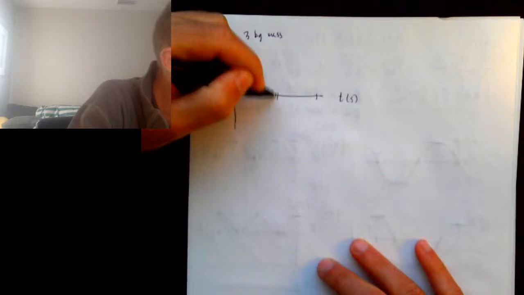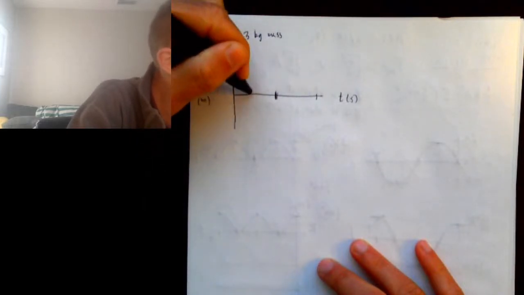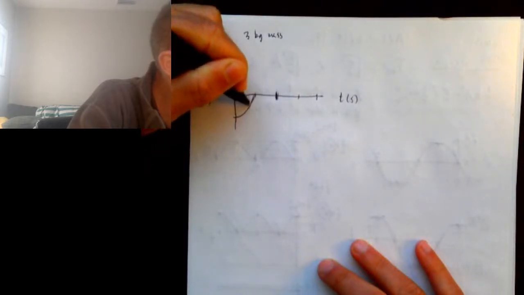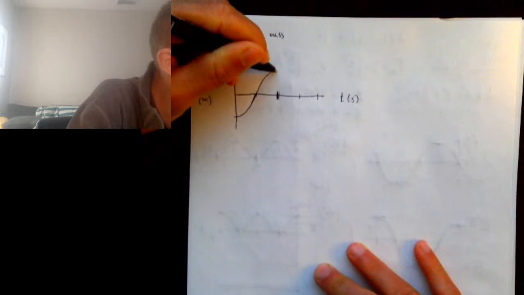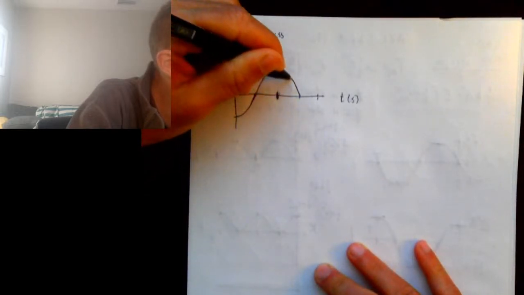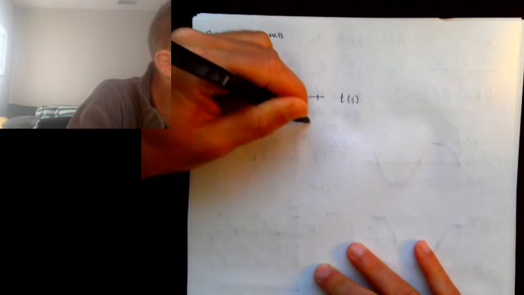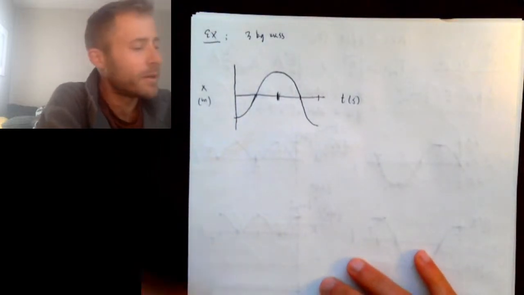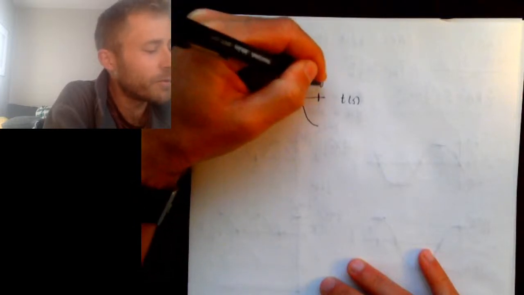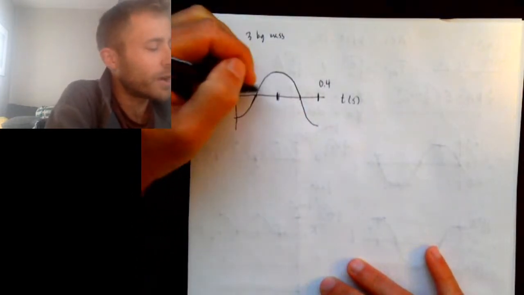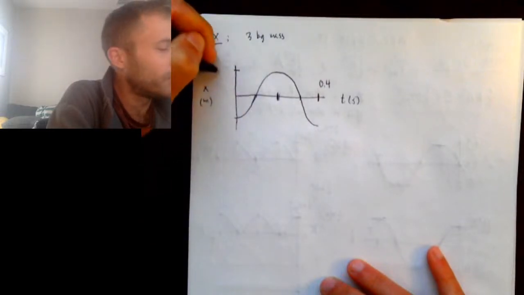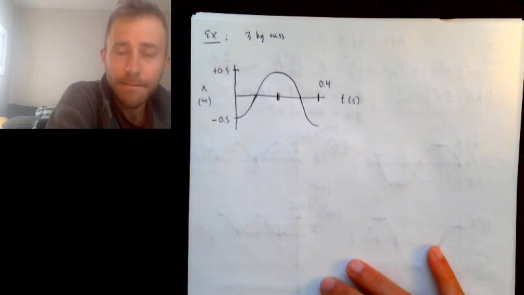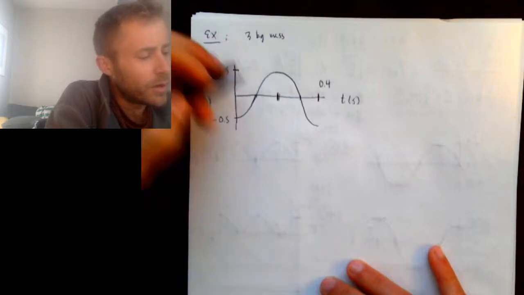I'm going to draw some guidelines to help me. So let's see, like that. All right, well, that's a pretty good graph. Okay, so this is going to be 0.4 seconds, and this graph is wiggling between plus 0.5 and minus 0.5 meters.